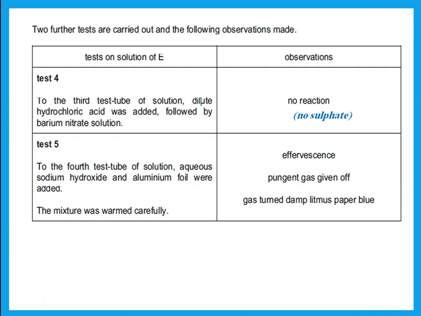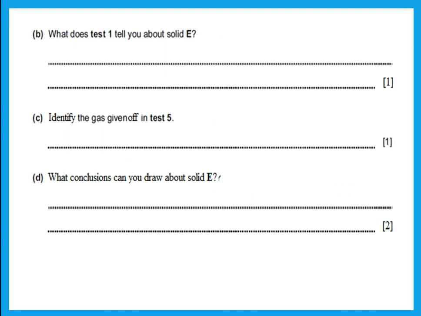Then test 5 says to the fourth test tube, he added aqueous sodium hydroxide and aluminium foil, and the mixture was warmed. He got effervescence, a pungent gas given off, and the gas turned damp red litmus paper to blue. This is a test for what? Well, if I add sodium hydroxide and aluminium foil and I get a gas that turns damp red litmus paper to blue, this is a test for nitrate, and the gas that comes out is ammonia gas. Okay, so what does test 1 tell you about the solid?